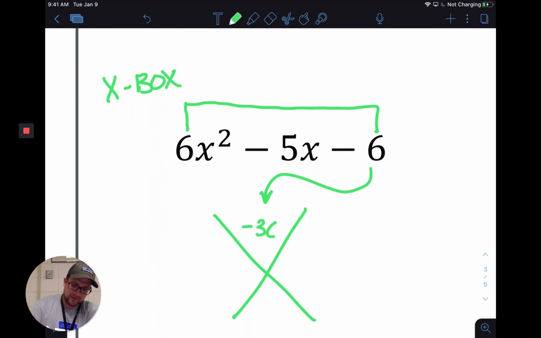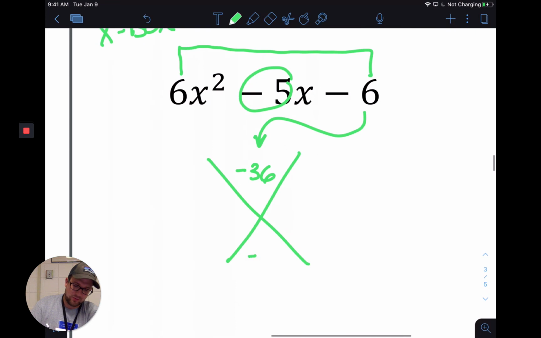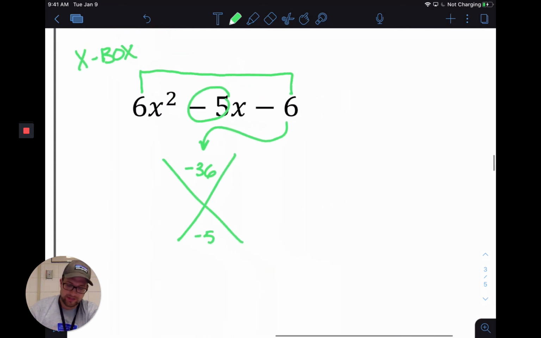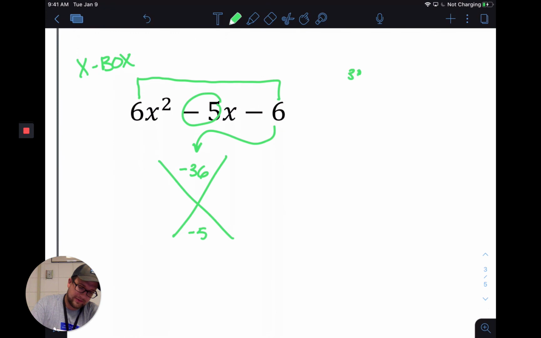That's our negative 36. Our negative 5 still comes from the same place, is going to go right down on the bottom. Now we're looking for two numbers that make this work. I can't think of those two numbers off the top of my head, so this is where I'll make my list.